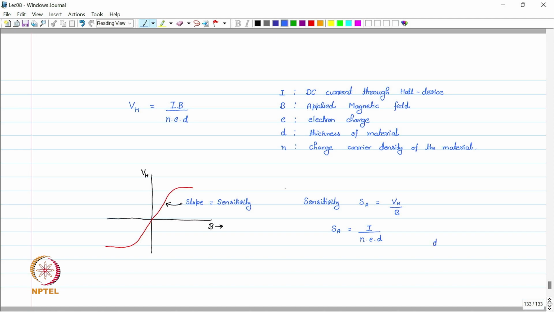Let's say we can write the typical values of D, which is in the order of 250 micrometer, and the current in these sensors is typically of the order of 10 microamps. So these are the typical values of D and I, and sensitivity is given by I upon NED. So how do we increase the sensitivity of a Hall sensor?